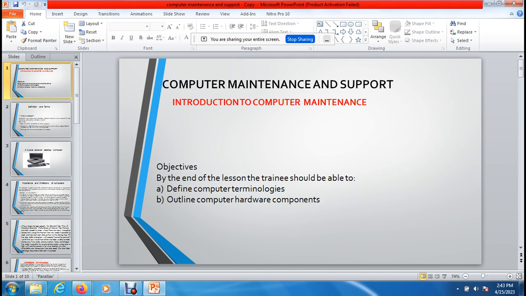On what we are going to learn today. So these are our objectives. By the end of the lesson, the trainee should be able to define computer terminologies, outline computer hardware components. I hope we'll enjoy the lesson.